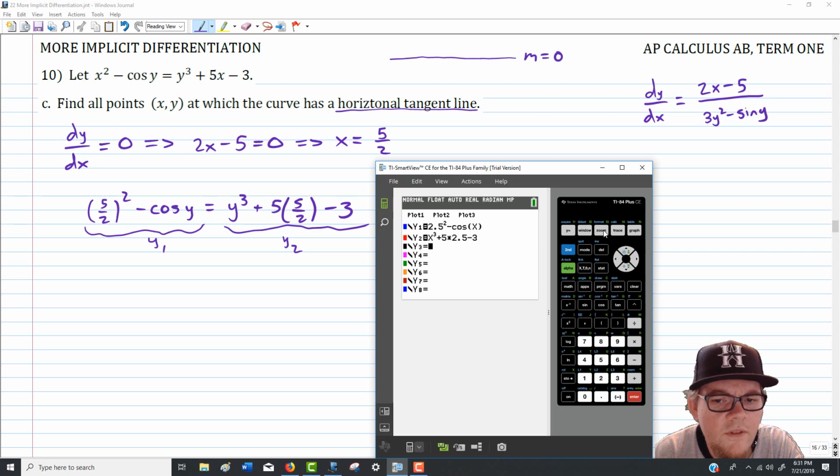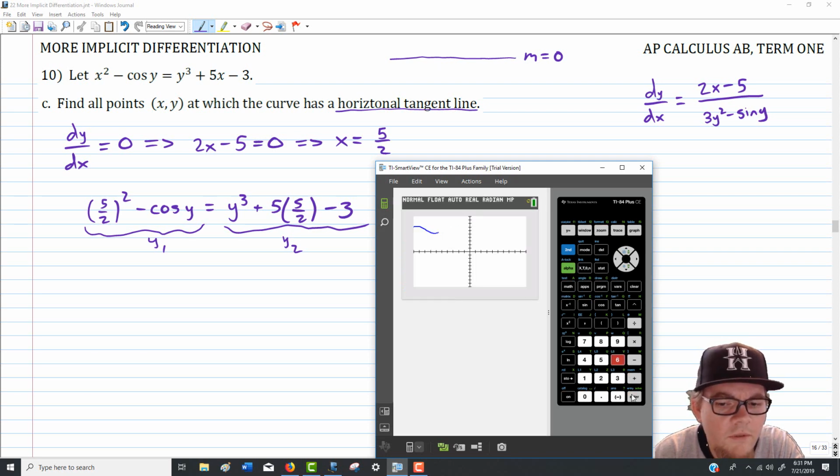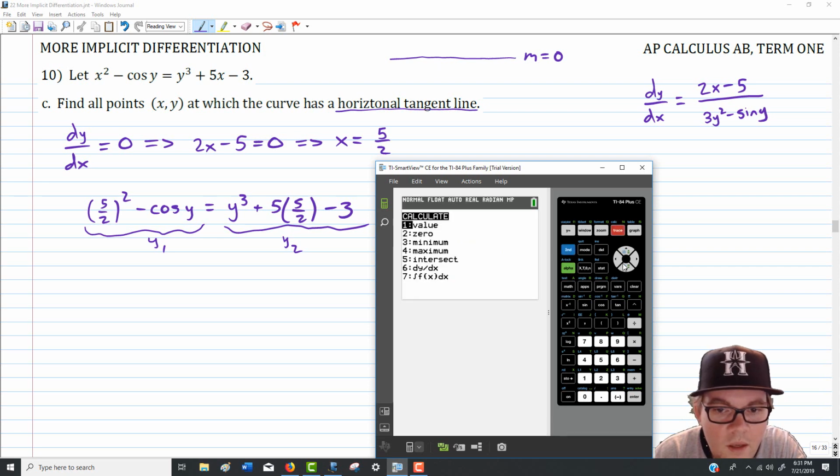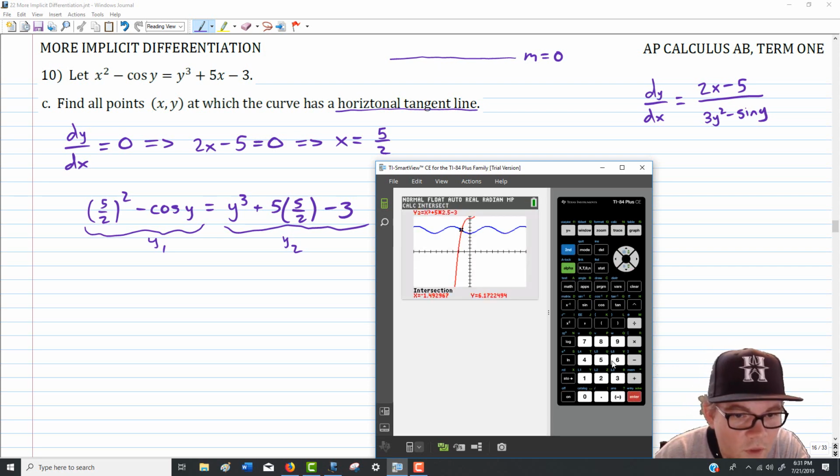So we want to find the intersections of these things. I don't know where these answers are going to fall, so let's just pop it in there. Oh, look at that. Looks like we've only got a single intersection point. So nice. We just need to find that intersection point. So the intersection is going to be right there. Enter, enter, enter. There's only one.